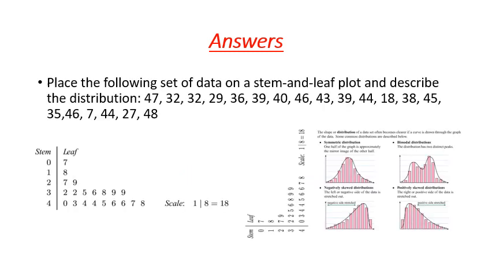The second question said, place the following set of data on a stem and leaf plot and describe the distribution. You can see here that we've got our stem and leaf plot. We've put them in order, which is great. And when you turn this on its side, the data is skewed negatively. The negative side is stretched, which means it must be a negatively skewed distribution.